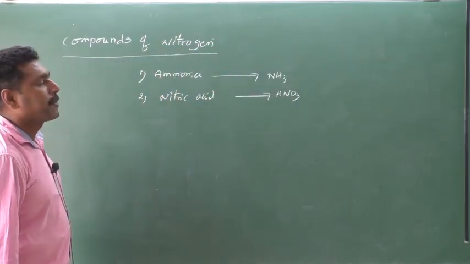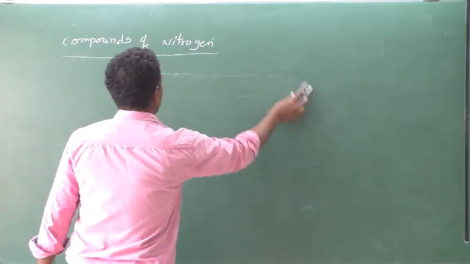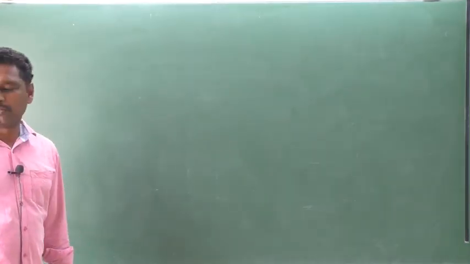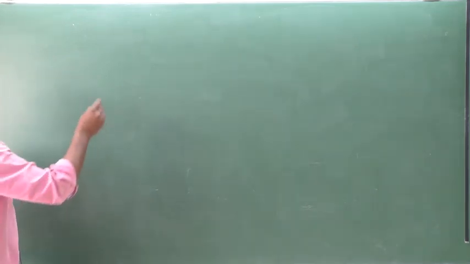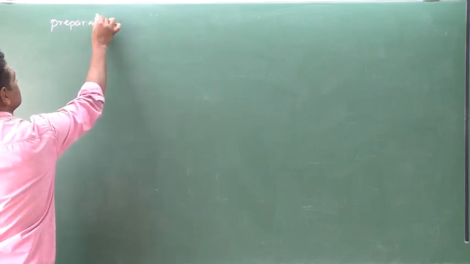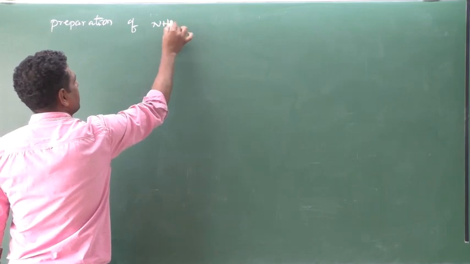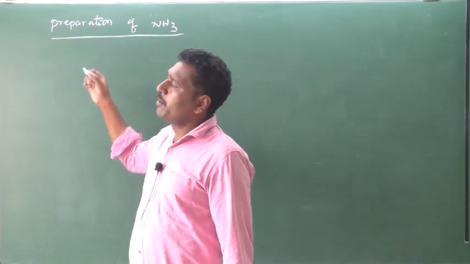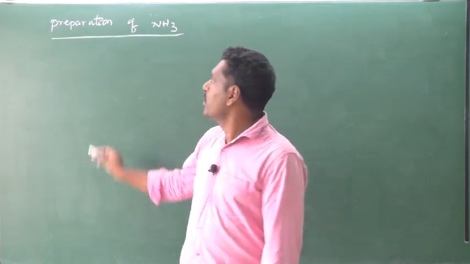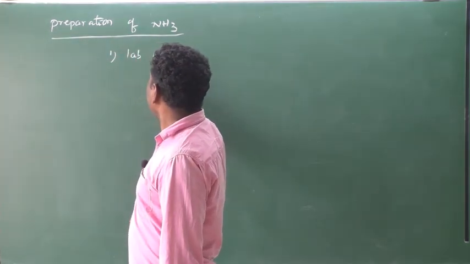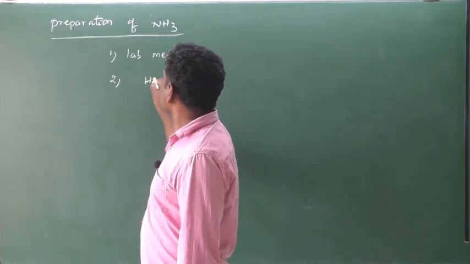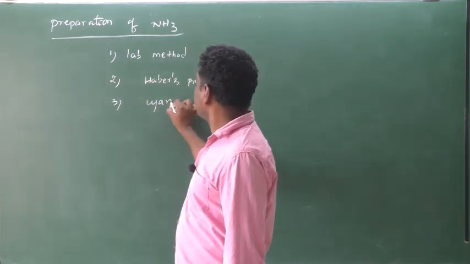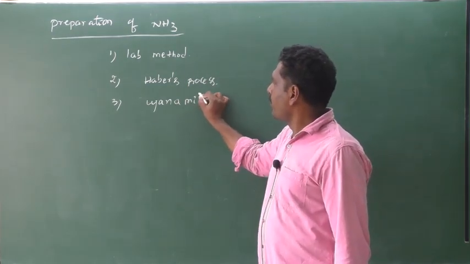First, we'll discuss the preparation of ammonia. Ammonia is prepared by many methods, but we are discussing three methods here. First one is the lab method, which means it is prepared in the laboratory. Second one is Habers process, and third one is cyanamide process.